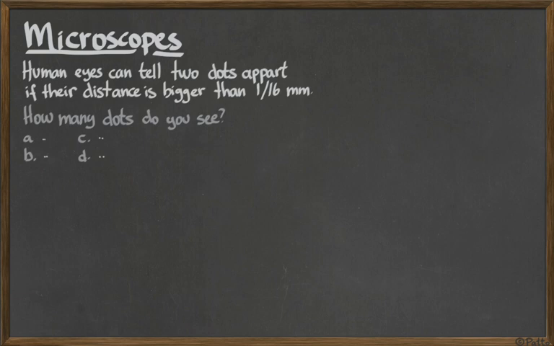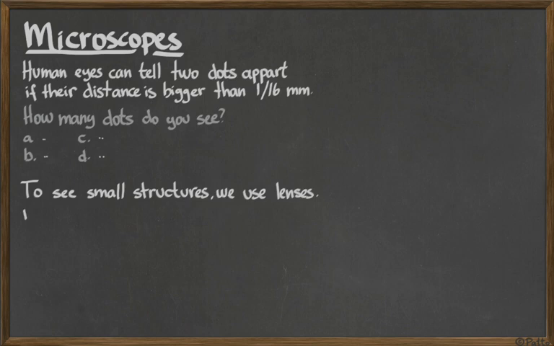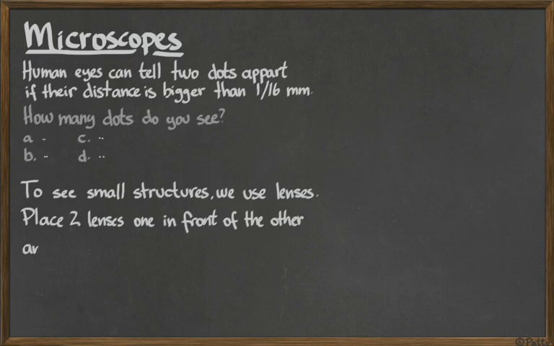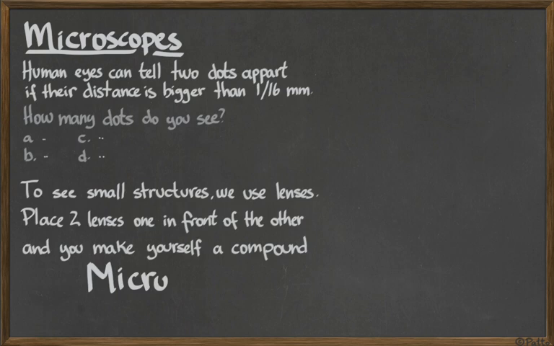So if you want to be able to see things that are very, very close together, so things that are very, very small, we need to magnify the image. We need to make the image bigger. So for that, we're going to be using lenses. If you place two lenses, one in front of the other, and you adjust the focus distance, then you can make yourself a compound microscope.